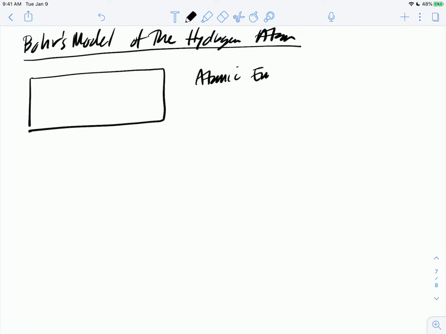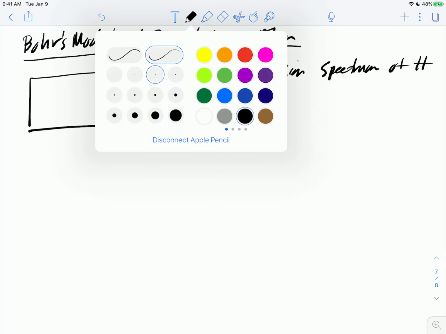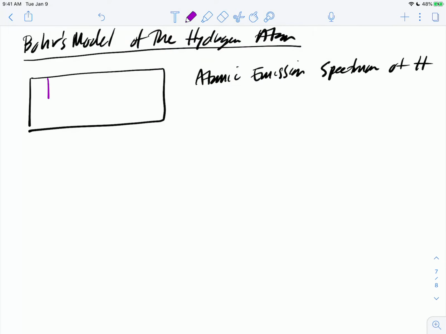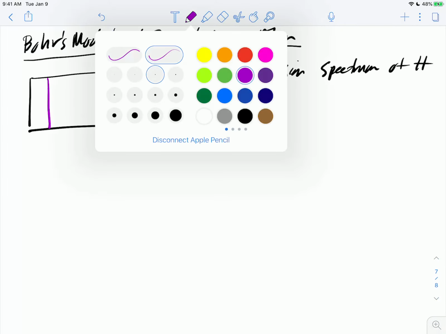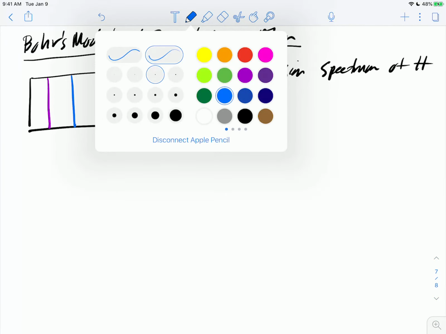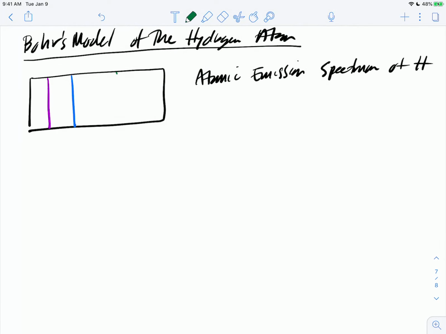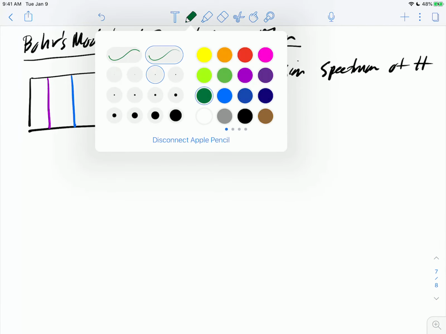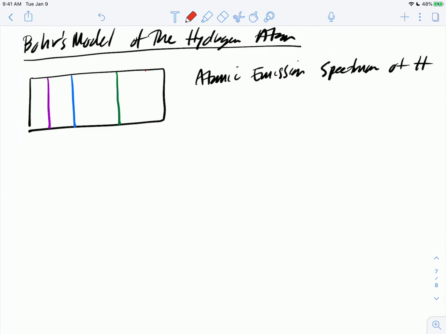Atomic emission spectrum. And this was going to be 4 lines. So we had a violet line, we had a blue line, we had a green line, and we had a red line.